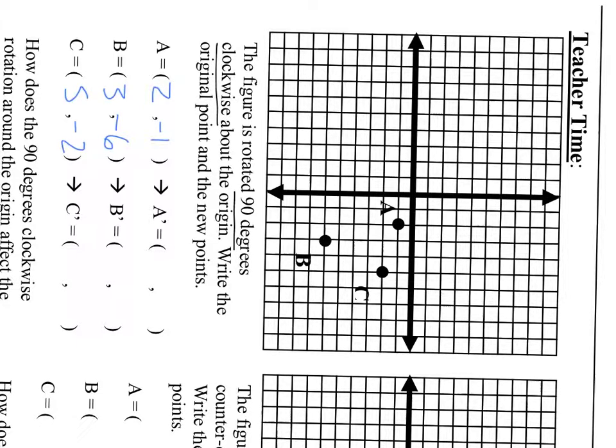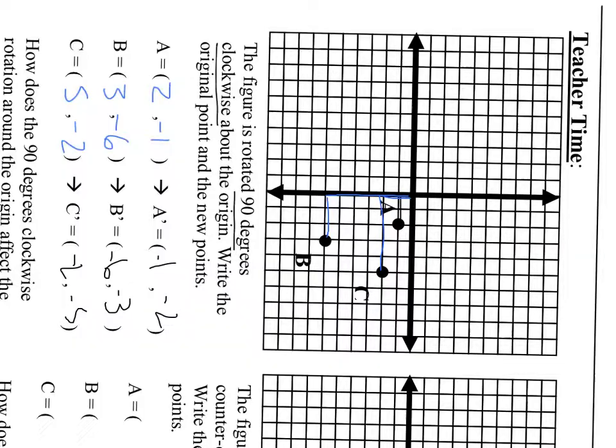So I can see it now looks like it's at negative 1, negative 2. And as I look at my B, it now looks like it's at negative 6, negative 3. And my C looks like it's now at negative 2, negative 5.